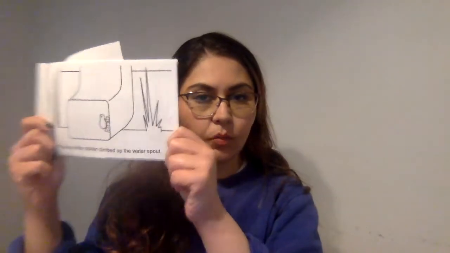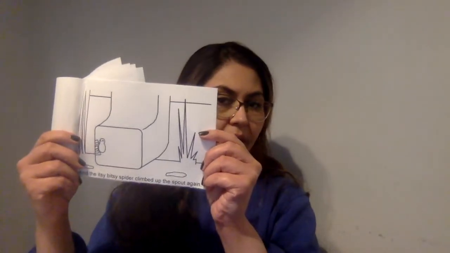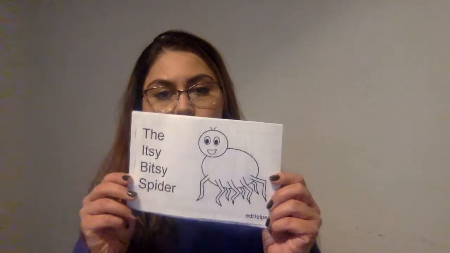And the book goes like, the Itsy Bitsy Spider. The Itsy Bitsy Spider went up the water spout. Down came the rain and washed the spider out. And then so on, and out came the sun and dried up all the rain. And the itsy bitsy spider climbed up the spout again. So this is the itsy bitsy spider story that you can read.